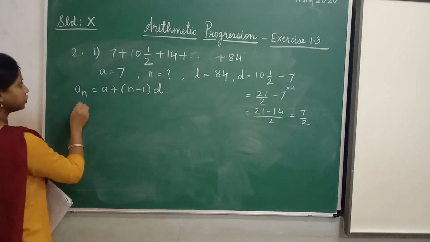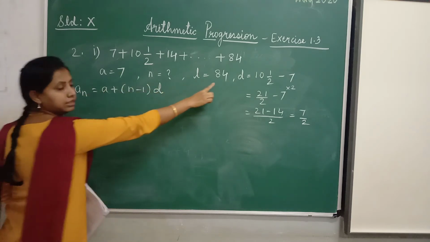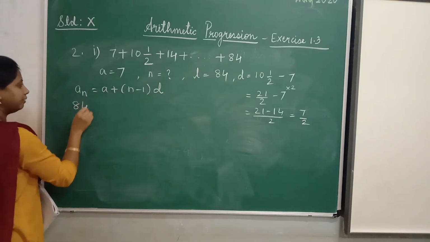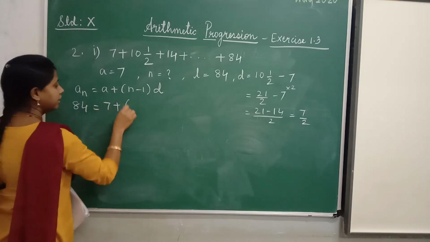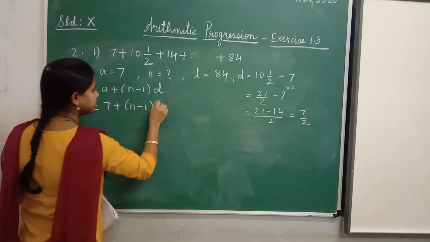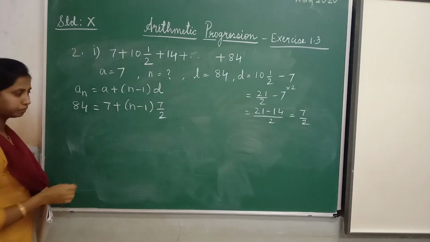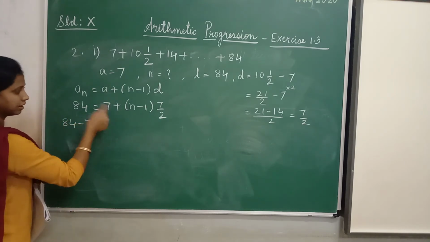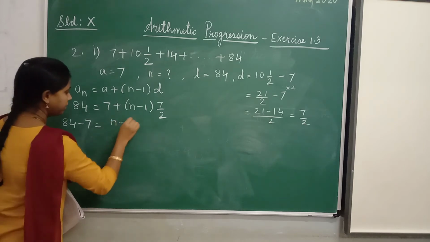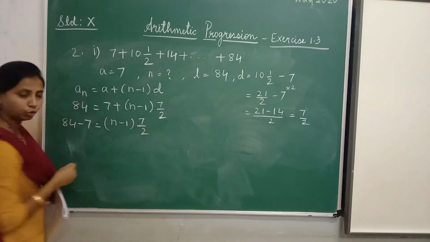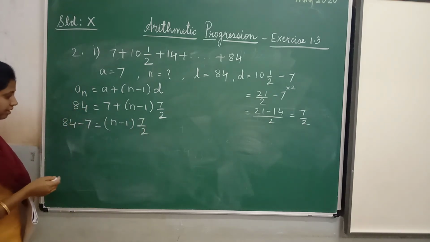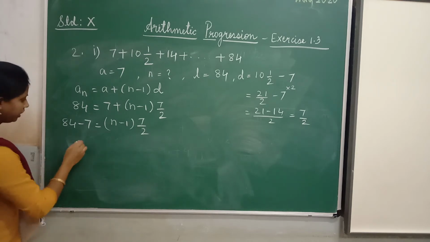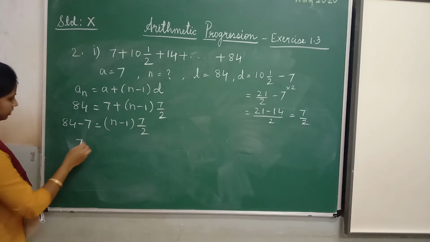Okay, so substitute. an is the last term. Last term is given as 84. A is 7 and we have to find n, and d is 7 by 2. Okay, so 84 minus 7, 7 I will take on this side. So n minus 1 into 7 by 2. Okay, 84 minus 7 will give you 77.